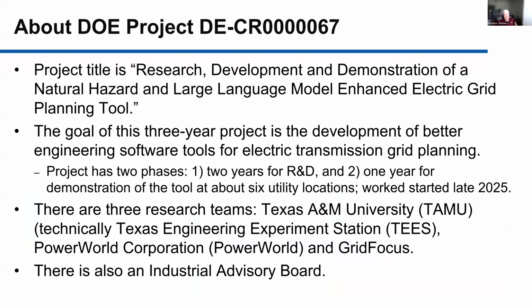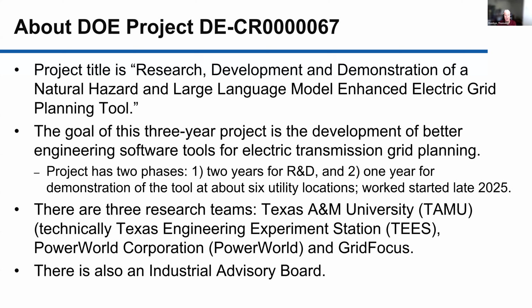Okay, so this presentation has a lot of material that we have been developing for a DOE project. The project is focused on dealing with natural hazards impact on the electric grid, and we are also extending some planning software to allow integration with large language models. The goal is to make better planning software that can deal with these more extreme resiliency events. It's got a 2-year R&D phase, which we are currently at the beginning of, and then we're going to be doing a demonstration at several utility sites in the 3rd year.